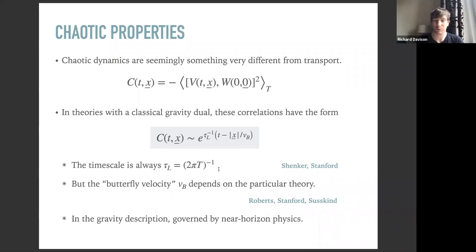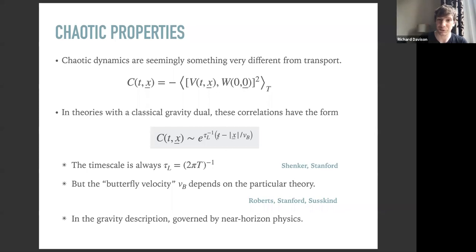Okay, and what's particularly interesting about this growth in time is the time scale that characterizes it is almost completely independent of the details of which particular theory you happen to be talking about, provided it has a gravitational dual. So in particular, this time scale is set only by the inverse temperature, and it's independent of everything else.